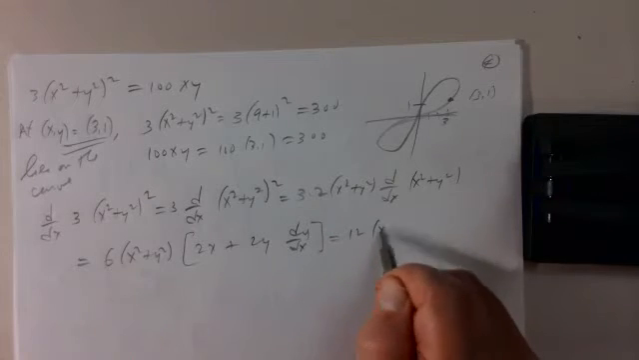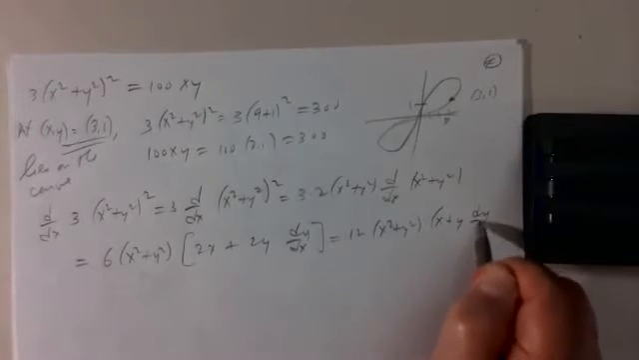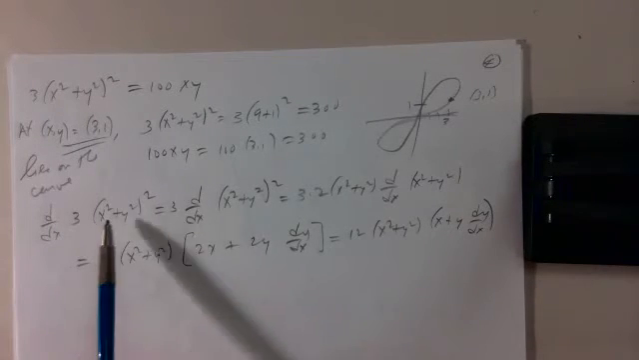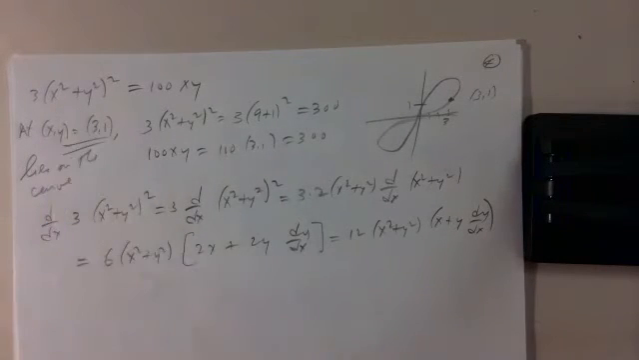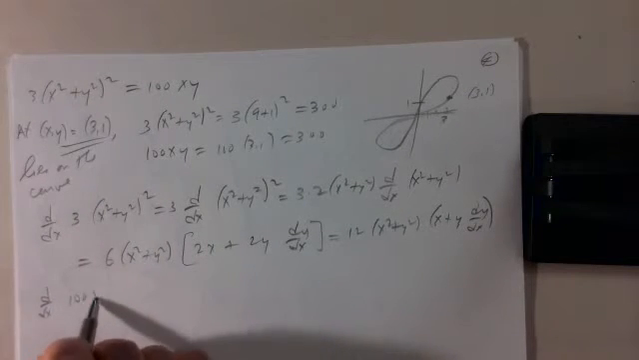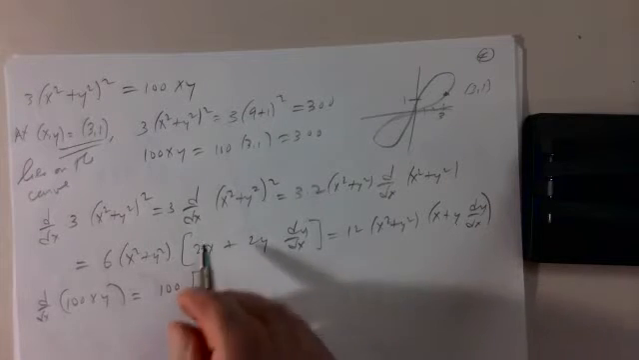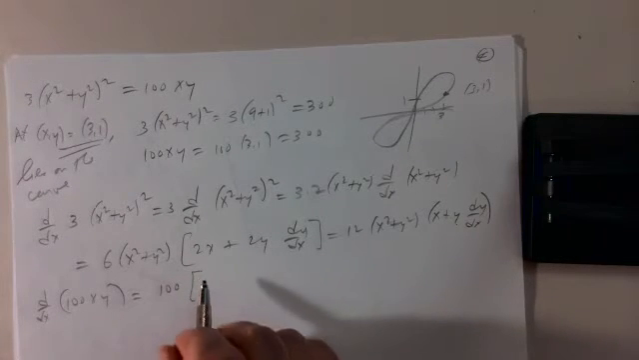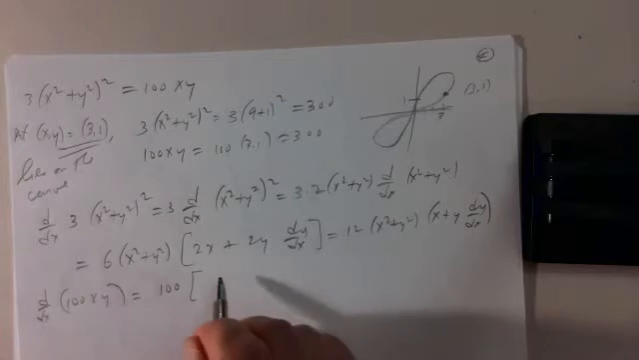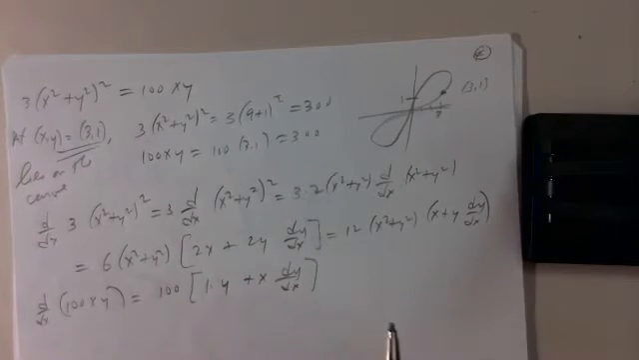So we get 12 times (x squared plus y squared) times (x plus y dy/dx). That's the derivative of the left-hand side of that equation. And what's the derivative of the right-hand side? The derivative of 100xy is 100 times the derivative of xy with respect to x. By the product rule, that's the derivative of x with respect to x, which is 1, times y, plus x times dy/dx.